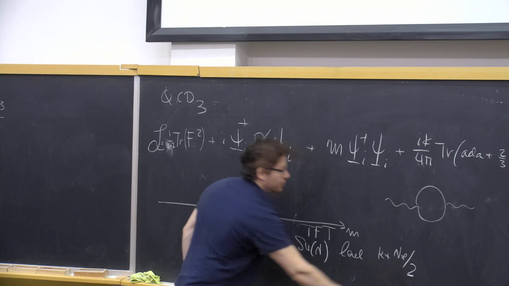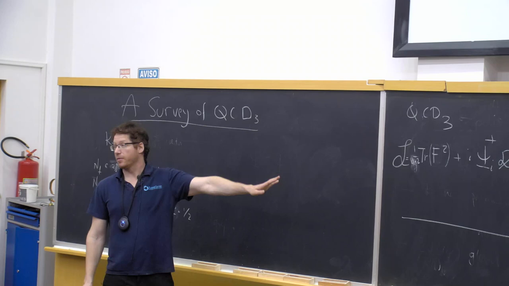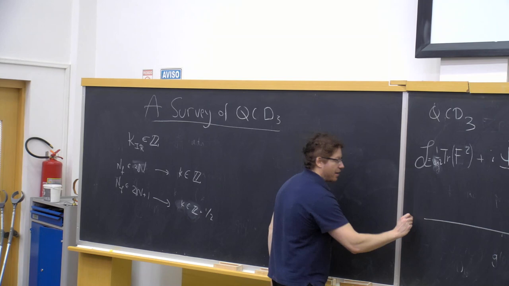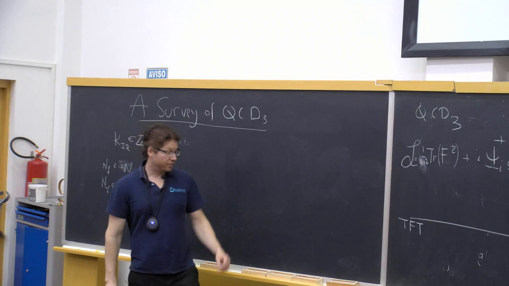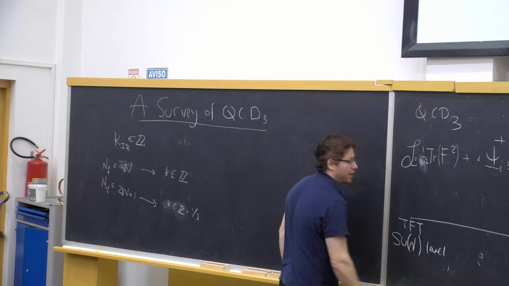So the long distance theory is a topological field theory in QCD in three dimensions for sufficiently large mass. For sufficiently large negative mass, the story is the same. It's a gapped vacuum, but with a topological field theory. But now it's SU(N) at level k minus nf over 2.